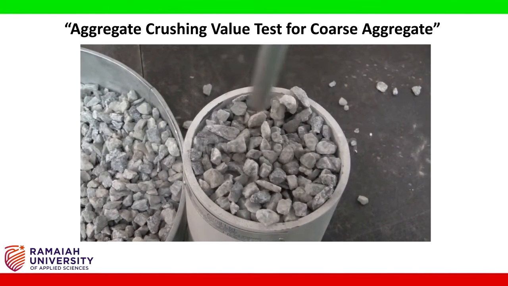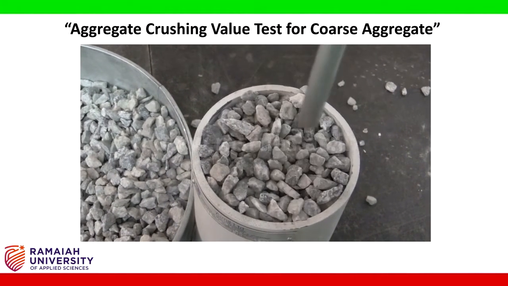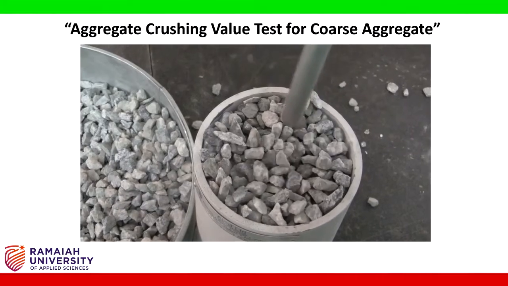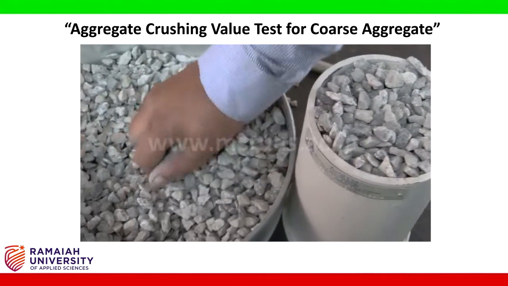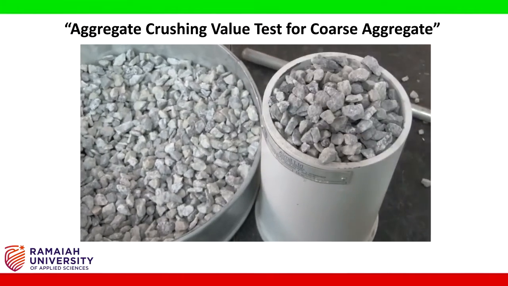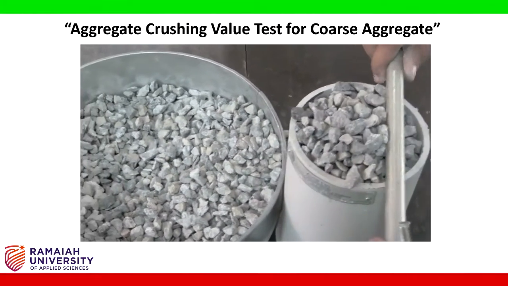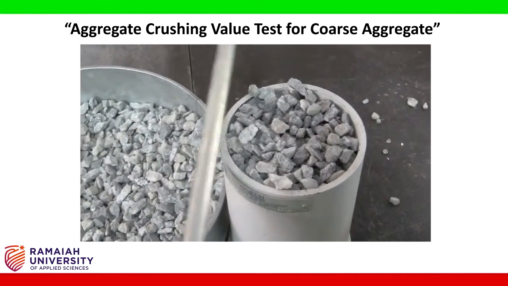After completing 25 blows, check for voids on the surface, add the additional material required, don't tamp it, just scoop a layer using the tamping rod.